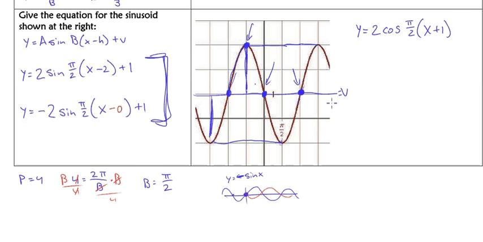Lastly, where's that v line? It's been raised up 1. So here's a potential equation with cosine. Again, an infinite number of correct cosine equations as well. Here's just one of them. And there we go. Hope that helps.